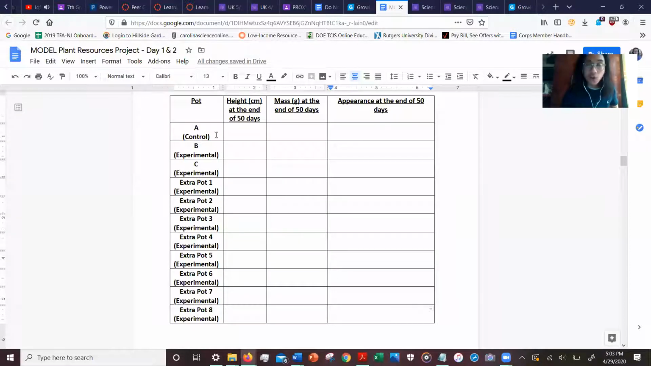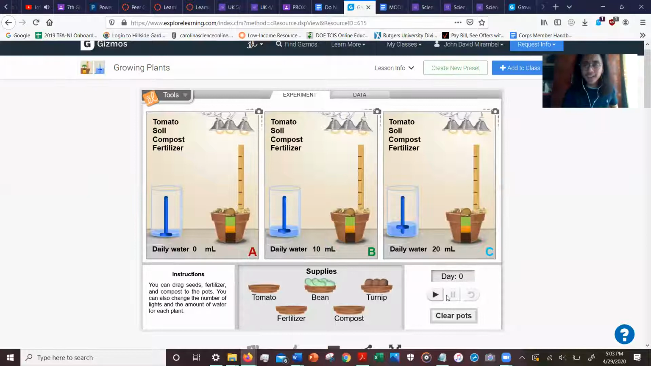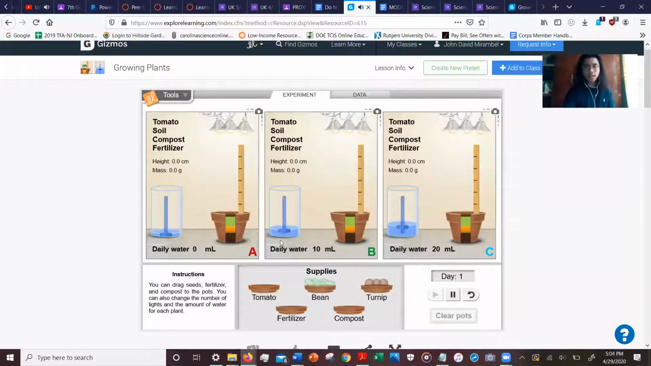This data table has all the groups. I'm doing A, B, and C right now, and I'll be writing the height and the mass after I see what happens. So go ahead and click play to see where it goes. So now we're at day 1 and it will shoot all the way to 50.